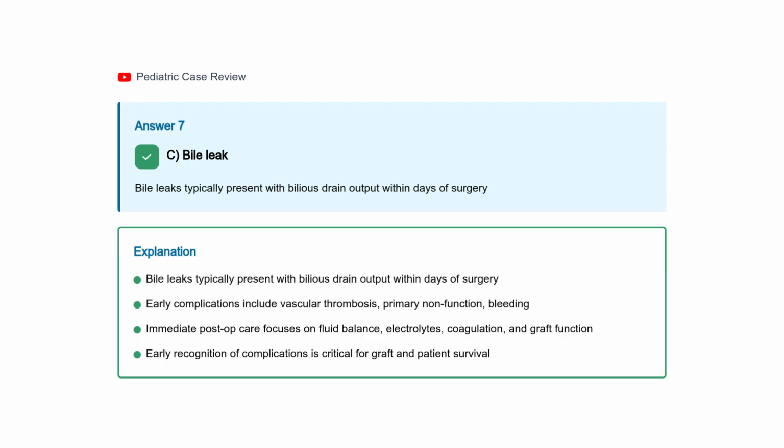Bile leaks typically present with bilious drain output within days of surgery. Early postoperative complications include vascular thrombosis, primary non-function, and bleeding. Immediate postoperative care focuses on fluid balance, electrolytes, coagulation, and graft function. Early recognition of complications is critical for both graft and patient survival in pediatric liver transplantation.